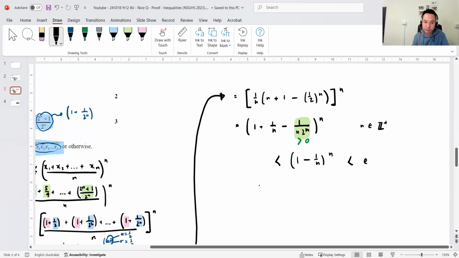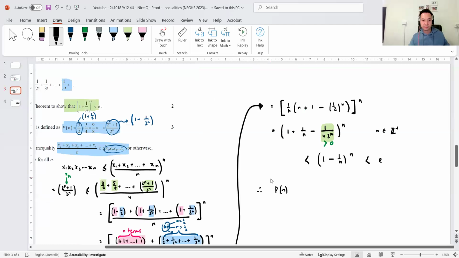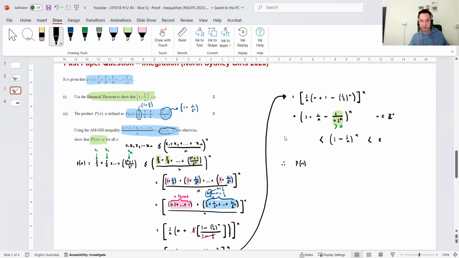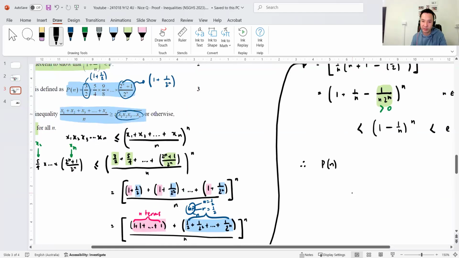Therefore, P of n, which was less than or equal to this expression, and this expression is less than this piece, which is less than e, I can conclude that P of n is less than e.